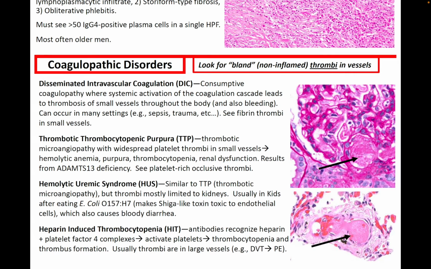Lastly, on this page, we have heparin-induced thrombocytopenia, or HIT, which is when antibodies recognize heparin plus the platelet factor IV complexes, which activates platelets, leading to thrombocytopenia and thrombus formation. Usually the thrombi are in large vessels and can cause DVT or PE. And here are some images of those bland thrombi in vessels that you're looking for in coagulopathic disorders. So here we can see we're looking at a vessel lined by endothelial cells, and you've got a little thrombus or a thrombi within that vessel.